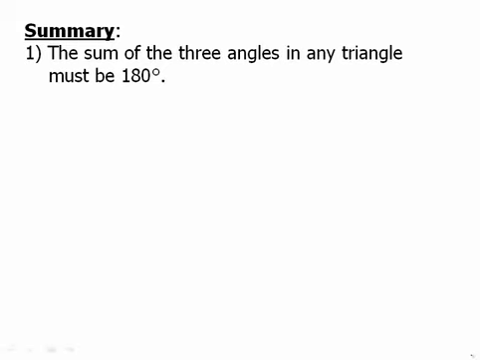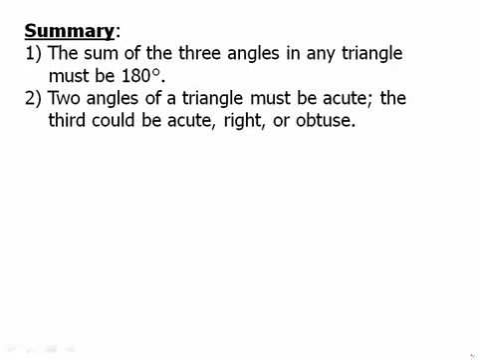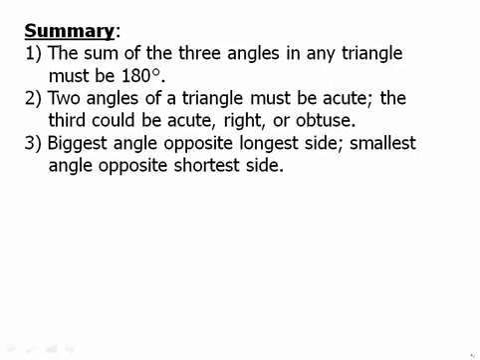In summary, the sum of three angles in any triangle must be 180 degrees. That's the really big one, true for all triangles. Two angles of a triangle must be acute. The third one could be acute, right, or obtuse, but it's true for any triangle that at least two of the angles are acute. Another property true for all triangles, the biggest angle is always opposite the largest side, and the smallest angle is always opposite the shortest side, true for all triangles.